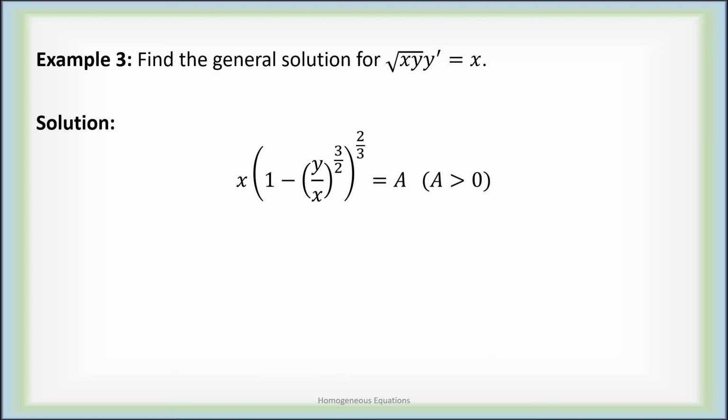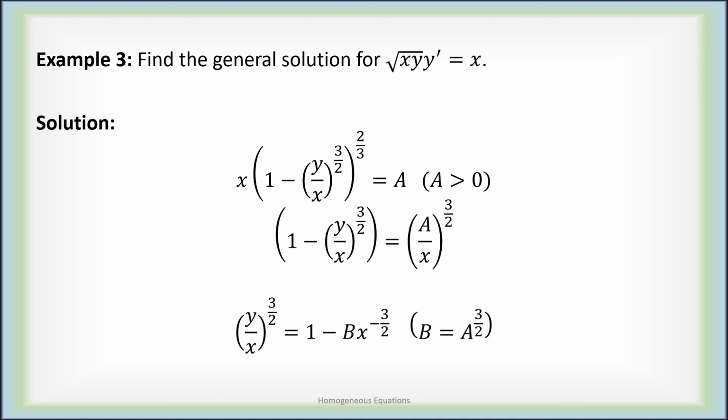And can we solve this for y? So we have this expression, we'd like to solve it for y. So we divide by x and raise to the 3/2 power to get that there. Then I just have to move some terms around. And I have y over x to the 3/2 is 1 minus some new constant times x to the minus 3/2. This new constant b is just the original constant a to the 3/2.